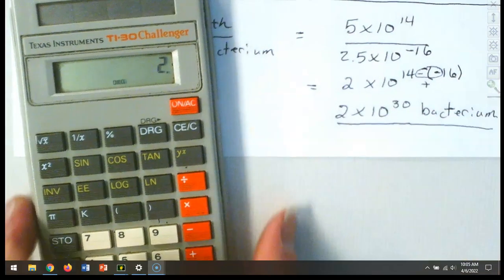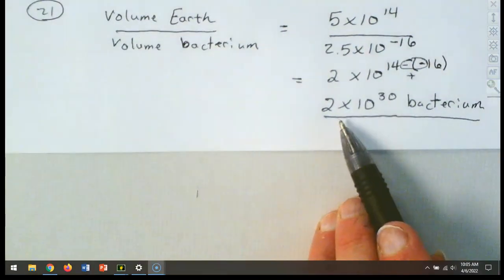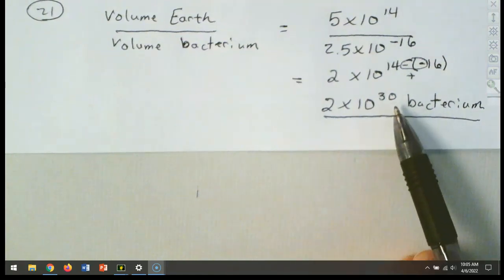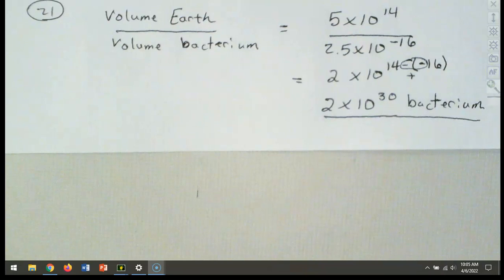And does that make sense? Is that what we would expect? If we wrote this out, this would be 2 and 30 zeros behind it. Is that what we would expect for the number of bacteria in Earth? Yeah, right? Makes sense, wouldn't it? If it came out to be a negative exponent, it wouldn't make sense. Because we know there are a lot of bacteria in the Earth, so that had better be positive.